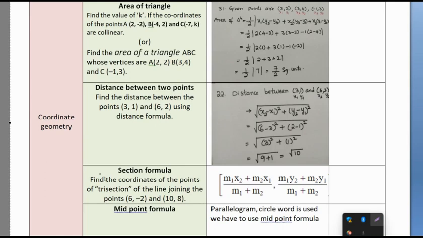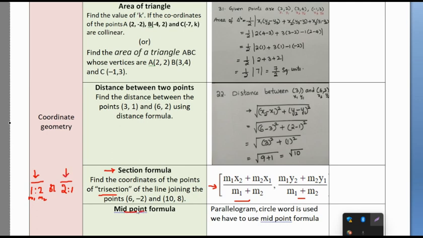Next concept in coordinate geometry is section formula. In section formula, the chance of asking a question is trisection. Trisection means dividing the line in the ratio 1 is to 2 or 2 is to 1. We know the section formula as (m1 x2 plus m2 x1) by (m1 plus m2), (m1 y2 plus m2 y1) by (m1 plus m2). Here there are two cases for m1 m2. We have to apply the trisection formula 2 times, one with 1 is to 2, another with 2 is to 1.